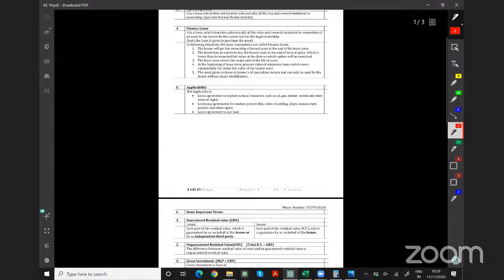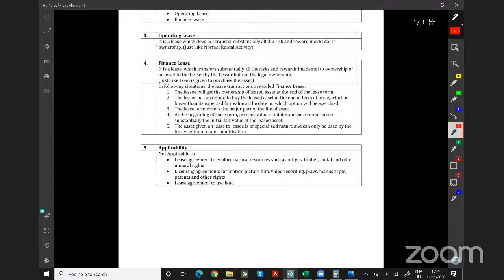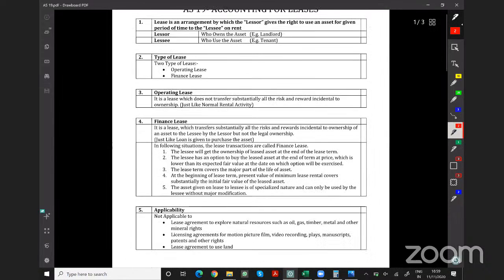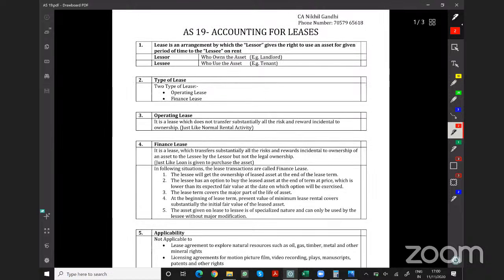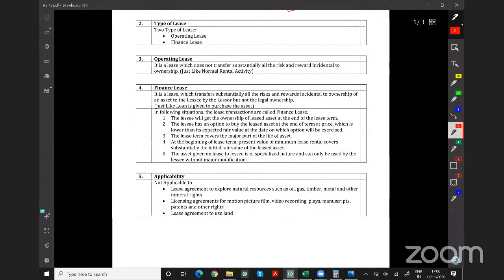So, we will jump to our last accounting standard, which is Accounting Standard 19, lease accounting. We will understand basically what you mean by lease. Lessor and lessee. Lessor is nothing but your landlord. Lessee is nothing but your tenant. Types of lease are operating lease and financial lease. What is an operating lease? It is a lease which does not transfer substantially all the risks and rewards.